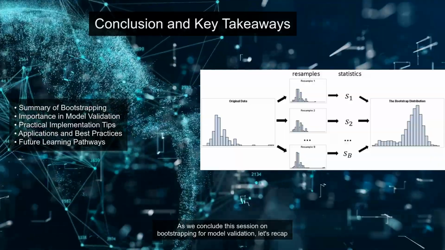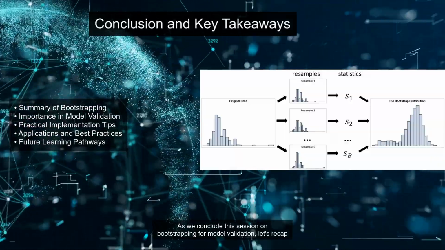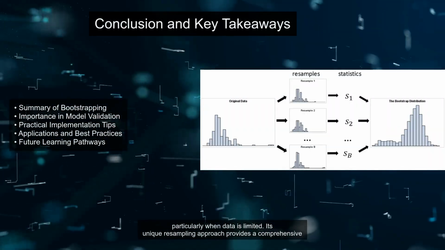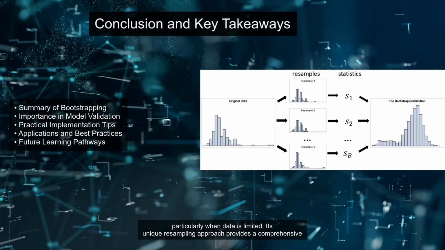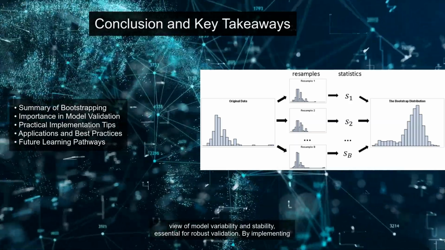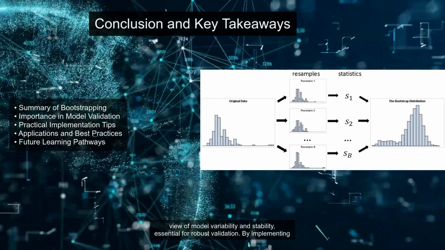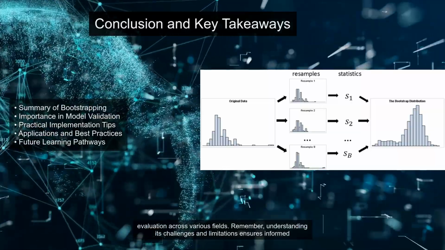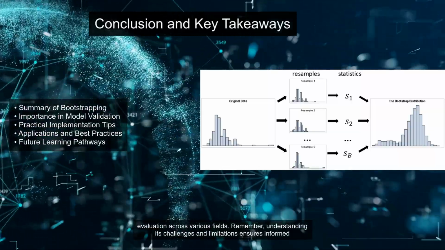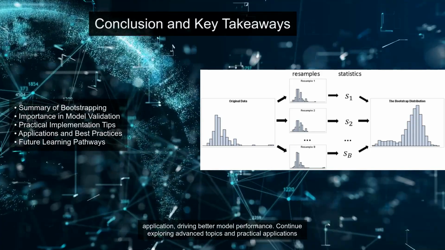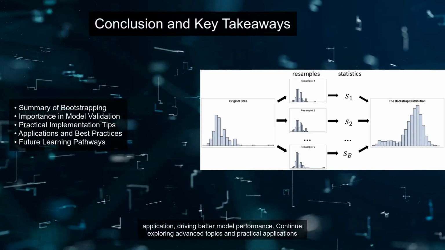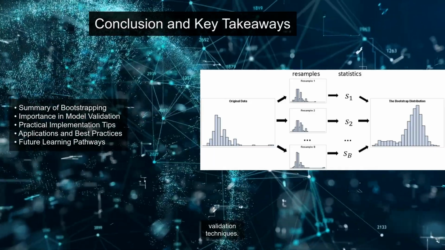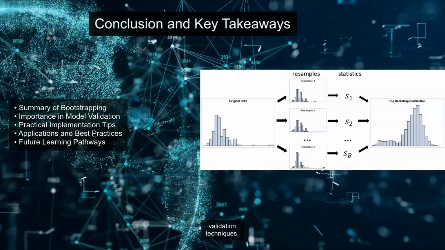As we conclude this session on bootstrapping for model validation, let's recap the key takeaways. Bootstrapping is an invaluable tool for estimating model accuracy, particularly when data is limited. Its unique resampling approach provides a comprehensive view of model variability and stability, essential for robust validation. By implementing bootstrapping in Python and adhering to best practices, you can enhance model evaluation across various fields. Remember, understanding its challenges and limitations ensures informed application, driving better model performance. Continue exploring advanced topics and practical applications to further refine your skills and stay at the forefront of model validation techniques.